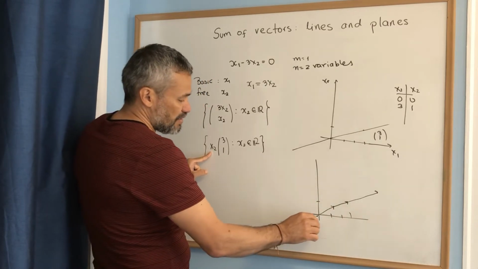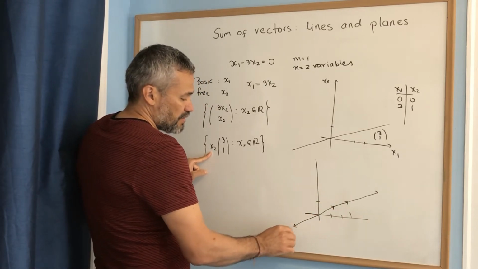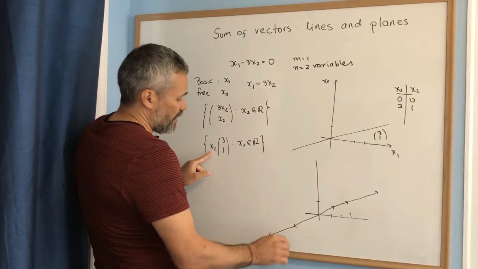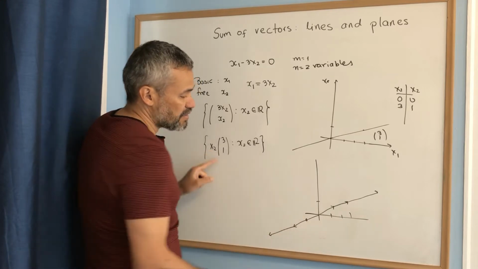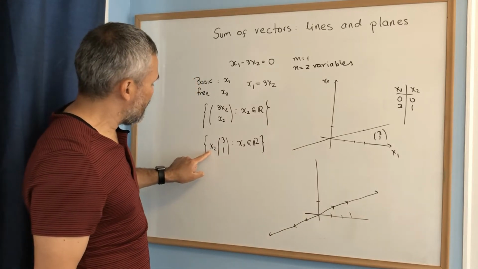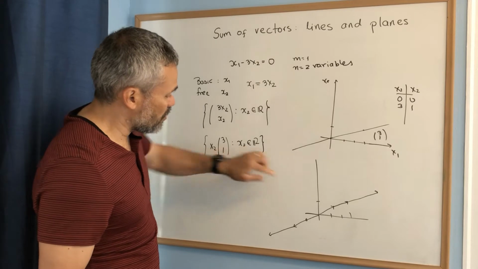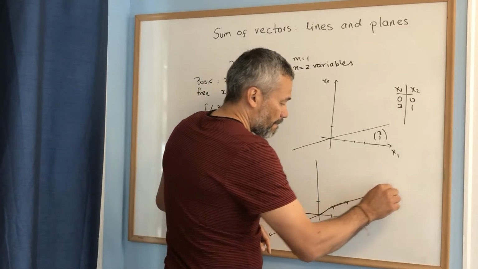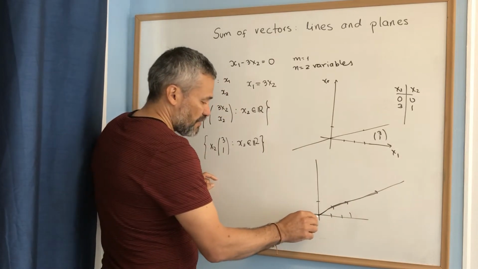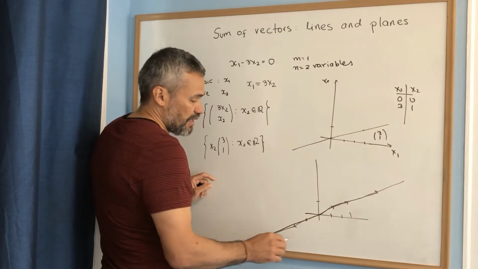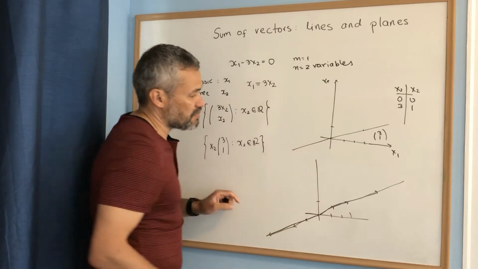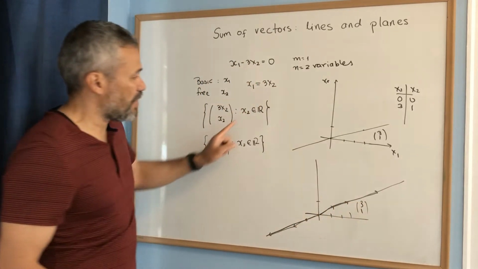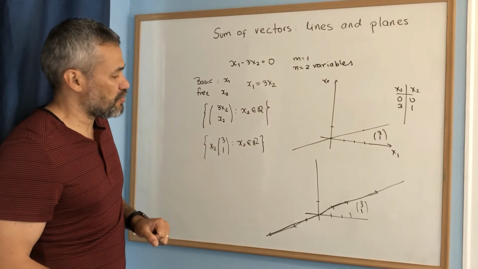When x2 is -1, we get this vector. And when x2 is -2, we get this vector. When x2 is -1/2, we get this point. And then if x2 is positive, we get all the points in this semi-line. And when x2 is negative, we get all the points in this semi-line. And when x2 is 0, we get this point. Notice that geometrically, we have the same solution, the same graph.